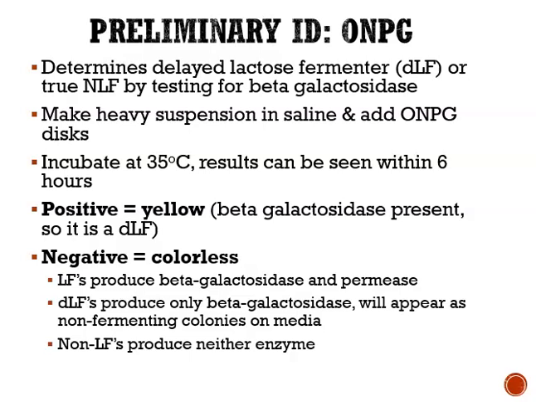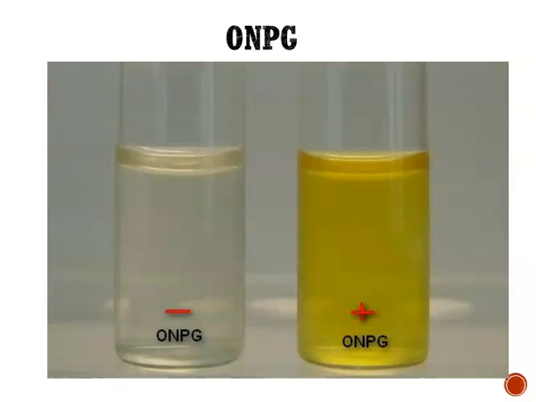Bacteria that produce a yellow pigment should not be tested because that can result in a false positive. So your lactose fermenters produce beta-galactosidase and permease, both of those enzymes. Your delayed lactose fermenters produce only beta-galactosidase, so they're going to appear as non-fermenting colonies on the media. And then your non-lactose fermenters don't produce either enzyme. So there's an example of those reactions.